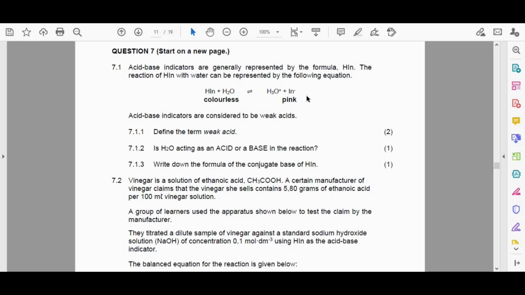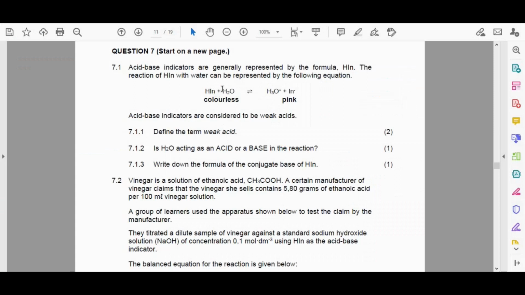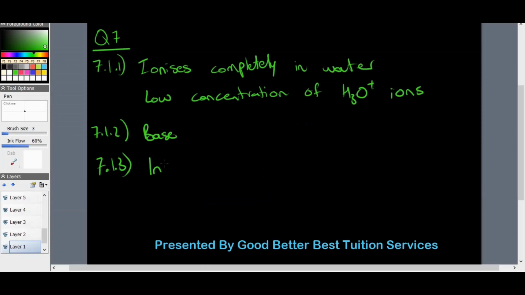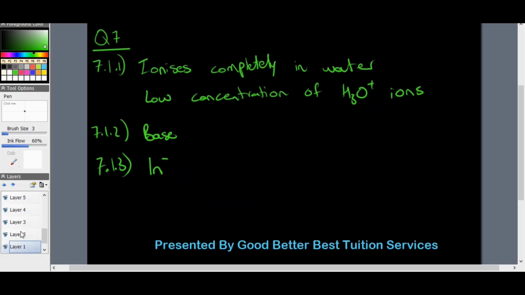They ask us here to write down the formula of the conjugate base of this indicator over here. Well, we know that a conjugate base forms as a result of an acid donating a proton. We can clearly see the acid donated a proton to the base, which was water, leaving what is left after the acid has donated a proton. What is left is called the conjugate base. This is clearly our conjugate base, as it is what is left. So we write down that formula. And there we go, we are done with 7.1. Now to move on to 7.2.